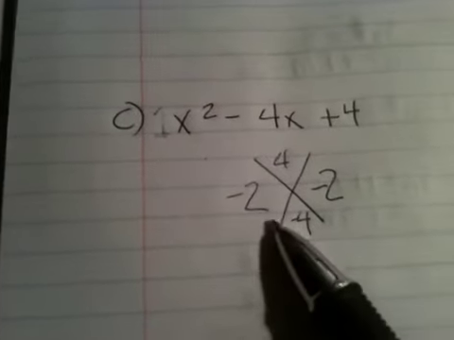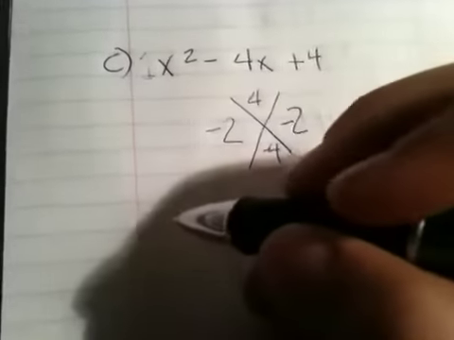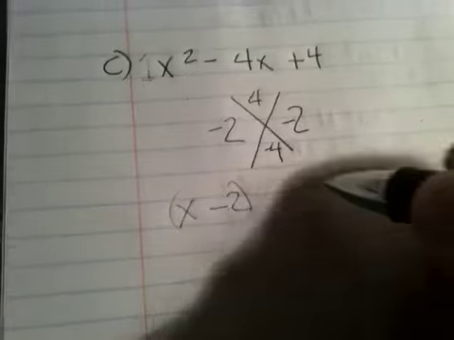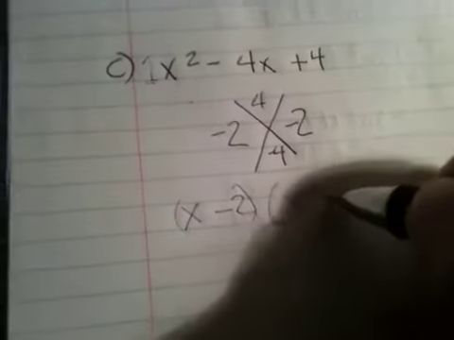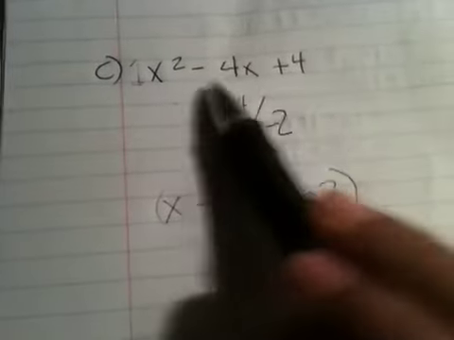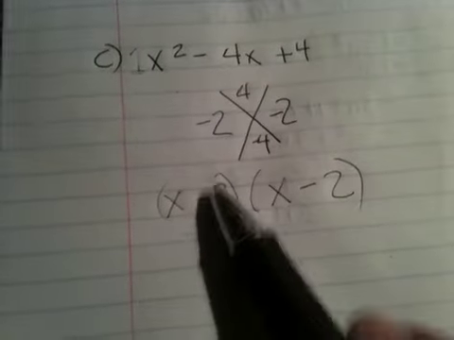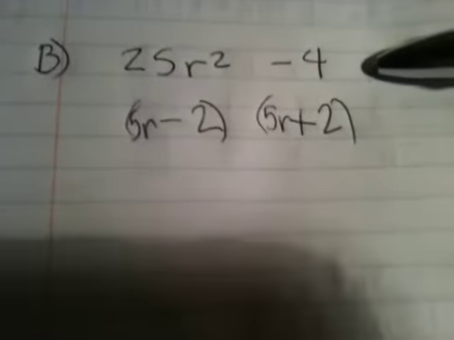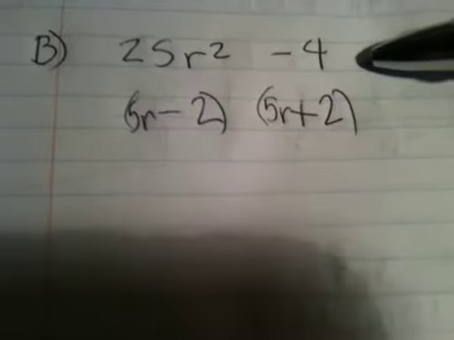Okay. So now with these two factors, what I get is x minus 2 times x minus 2. They have to be the same sign, or else this doesn't come out. Because if this were a plus and a minus, it would become a difference of squares. Anyway, so that's how you get this problem. All right.